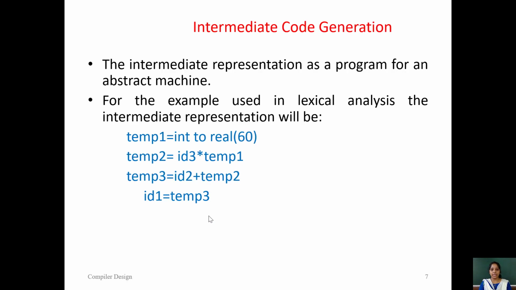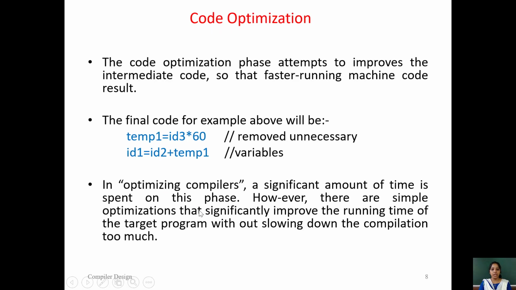Next, intermediate code generation. The intermediate representation is a program for an abstract machine. So here, what is the example? Position is equal to int2real of 60. So temp1 is equal to int2real of 60. Temp2 is equal to id3 into temp1. Temp3 is equal to id2 plus temp2. id1 is equal to temp3.